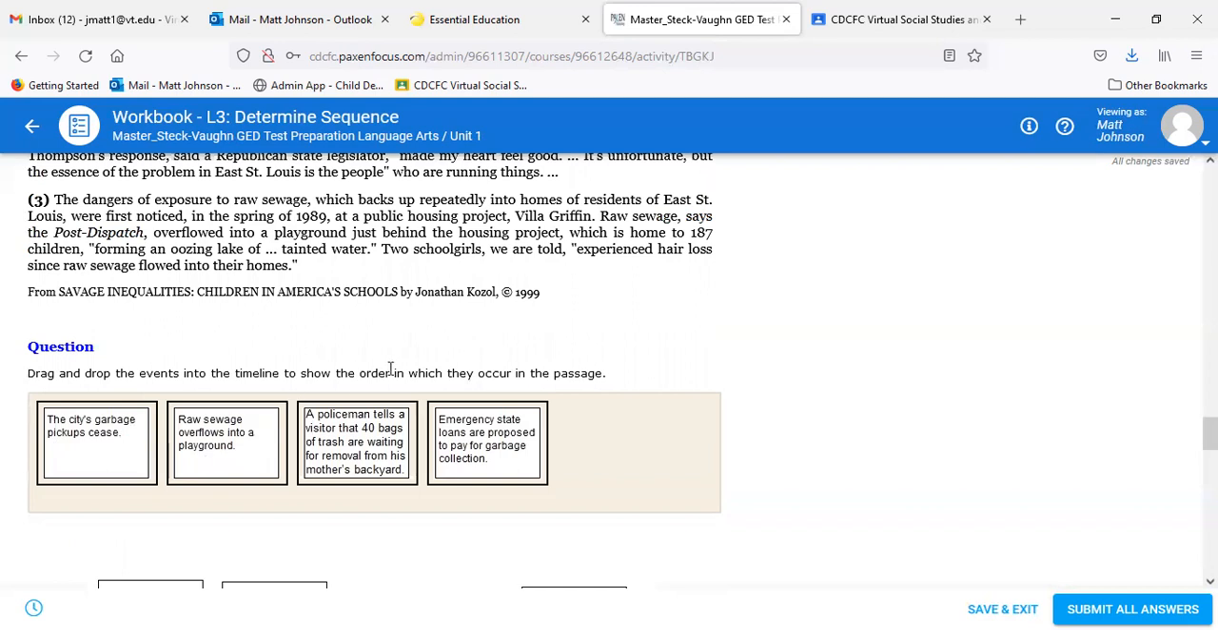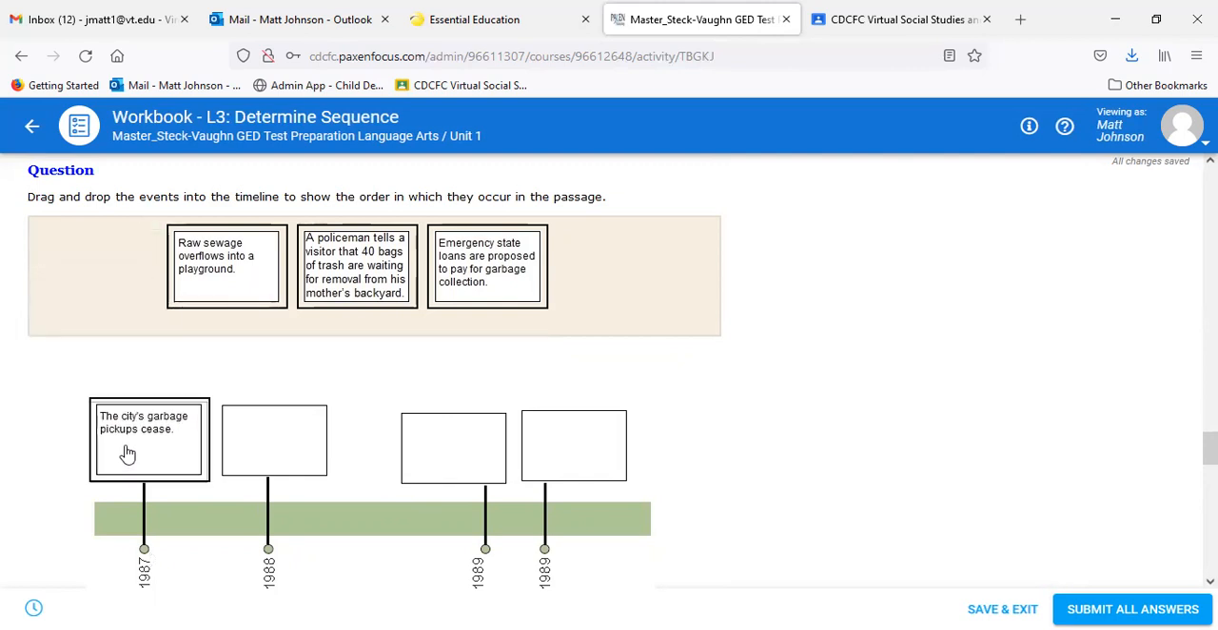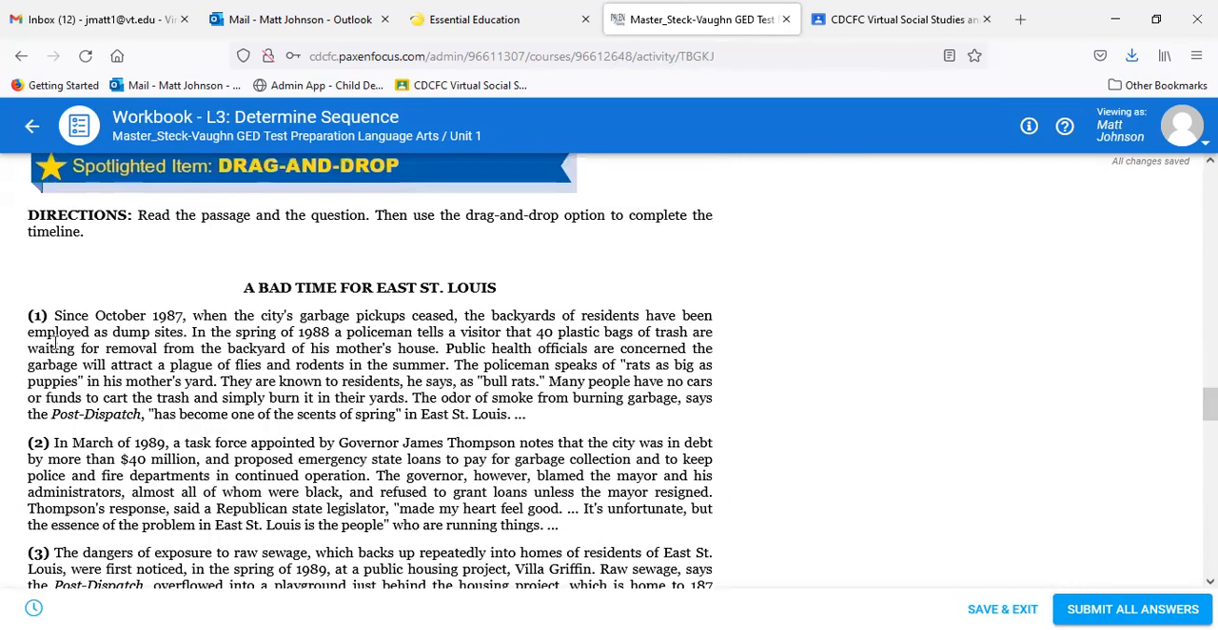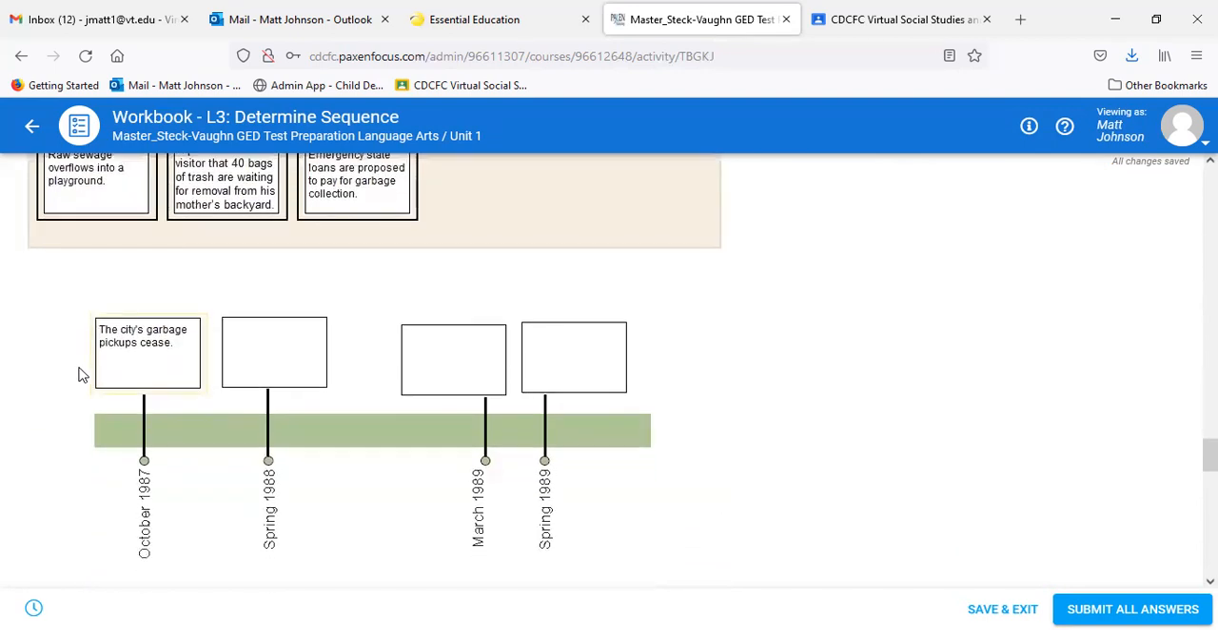So, moving on here, order of events, right? What is the sequence? This one, we actually have a timeline to follow. That's going to help us. So whatever happened in 87, 88, 89, and the 2 events in 89. So looking at that, what was the first event that occurred in 1987? The garbage pickup ceased. Yes, the city's, yep, it ceased. Very first thing we see, right? Since October 87, the city's garbage pickup ceased. So good. Okay, and then what's the next one?